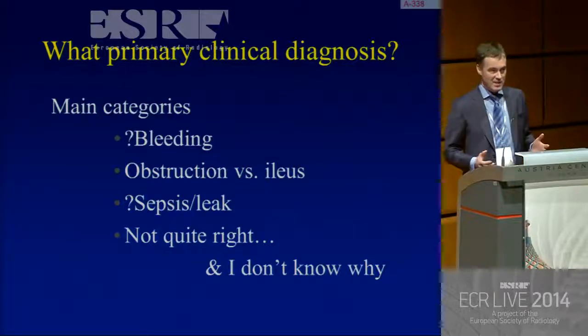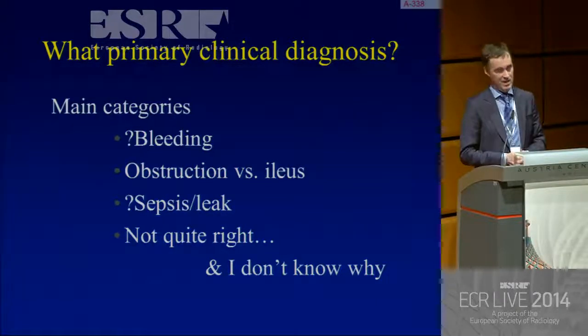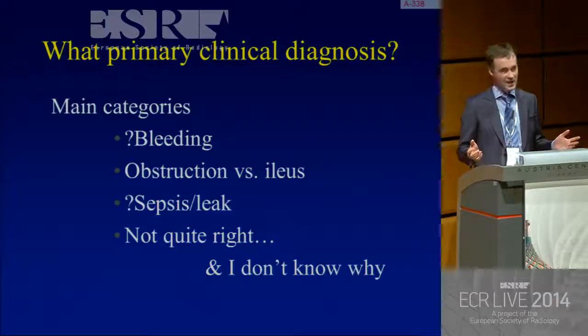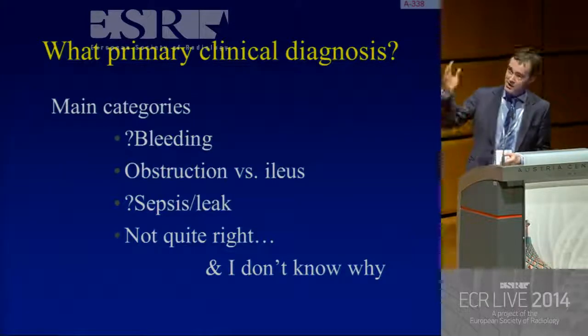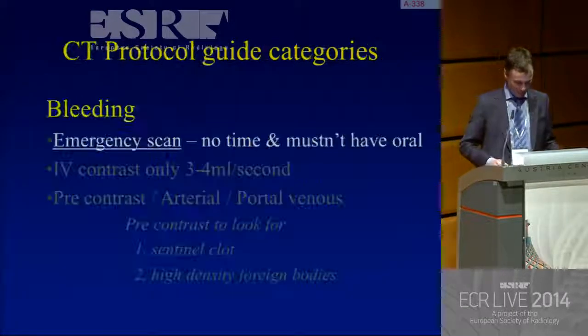So once we have all this information, I want to know what is the key clinical concern. Are you worried that the patient is bleeding? Are you worried whether the patient's obstructed or has an ileus? Has the patient perhaps got a leak or is septic? Or are they just not sure what's going on, and they want a scan to try and work out why the patient's not recovering normally? And I use these categories to actually help me decide on which protocol to use.